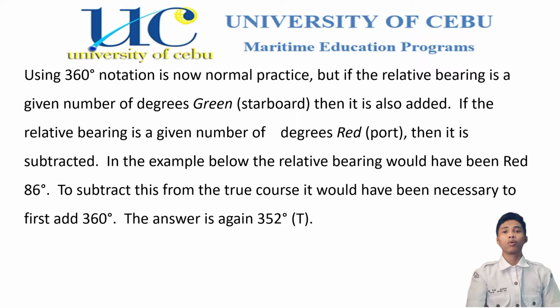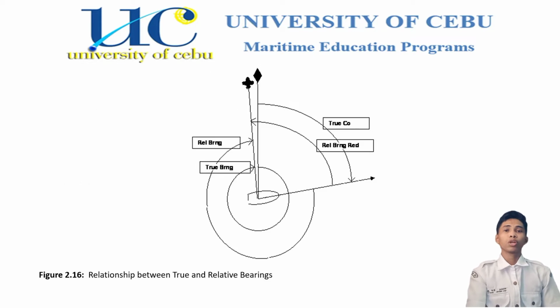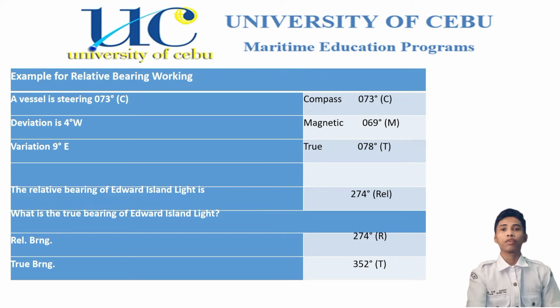In the example below, the relative bearing would have been red 86 degrees. To subtract this from the true course, it would have been necessary to first add 360 degrees. So the answer is again 352 degrees true. As you can see here in the example of relative bearing, we have compass of 073 degrees, magnetic of 069 degrees, and true of 078 degrees.